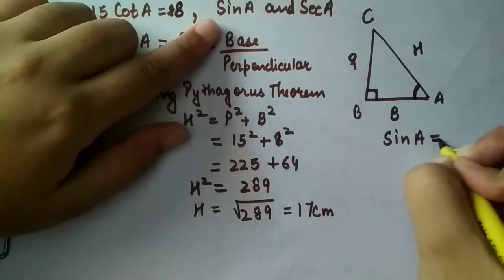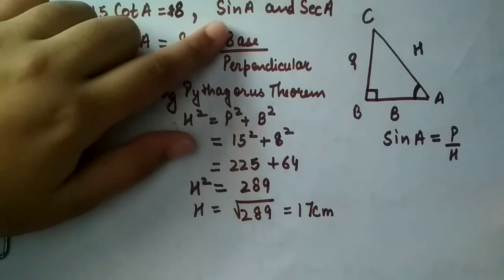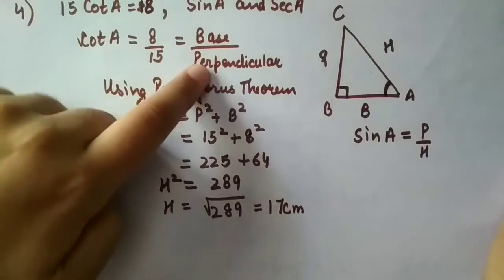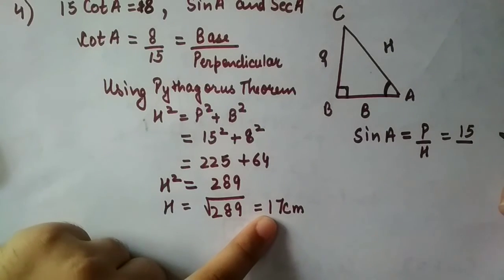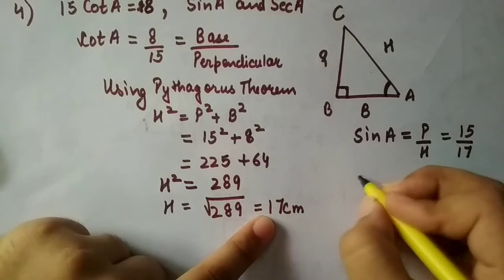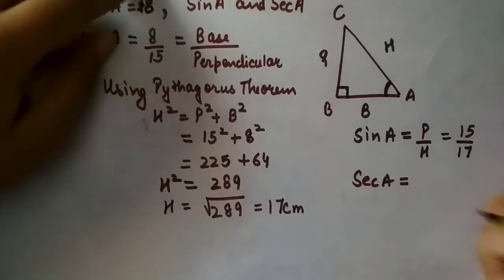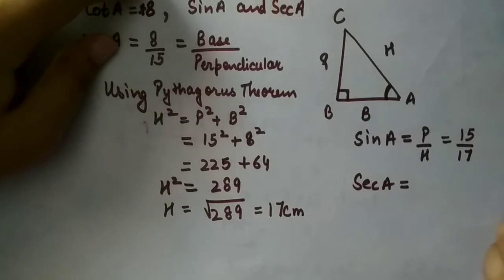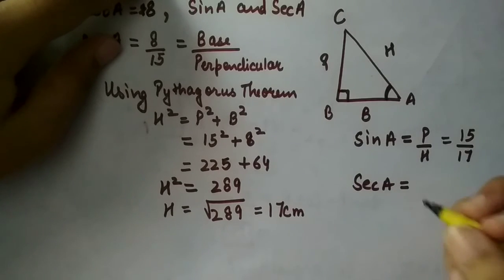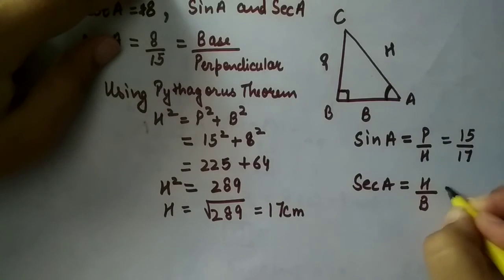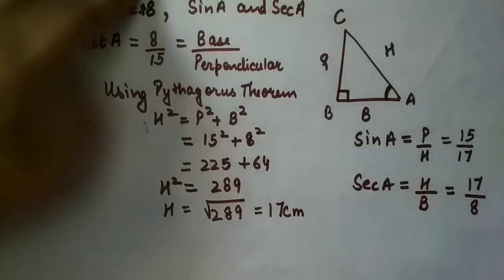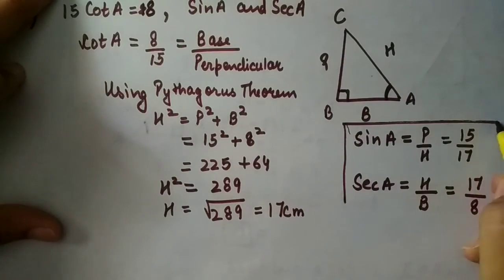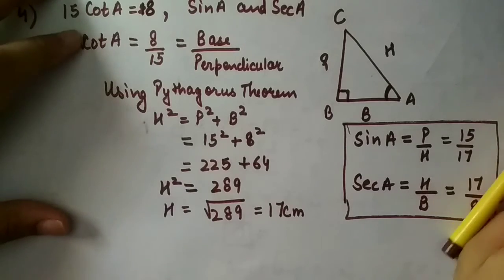So now let us find out sin A. Sin A is perpendicular upon hypotenuse, and you know the length of perpendicular is 15. So it is 15 upon hypotenuse 17, so it is 15 upon 17. And secant A: secant is reciprocal of cos. Cos is base upon hypotenuse, so secant will be hypotenuse upon base. Now hypotenuse is 17 and base is 8, so 17 upon 8. So this is your answer. Sin A is 15 upon 17 and secant A is 17 upon 8.